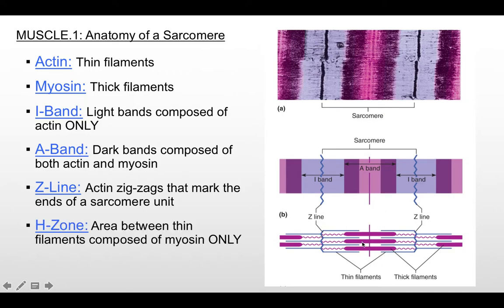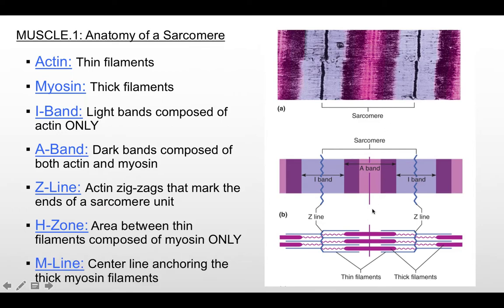The H zone is the area in between the actin filaments where we only have myosin. So where there's this gap, that is known as the H zone. And it's going to be really important when we're talking about muscle contraction to note how big the H zone is or whether it's even there at all.